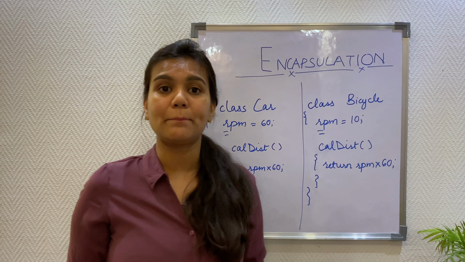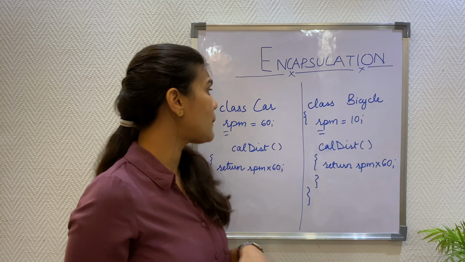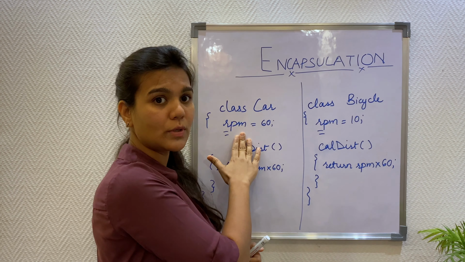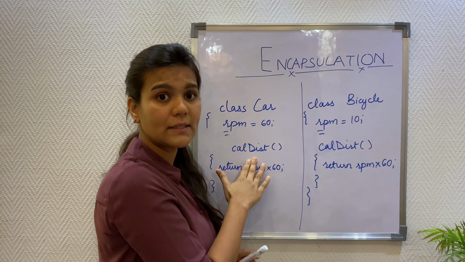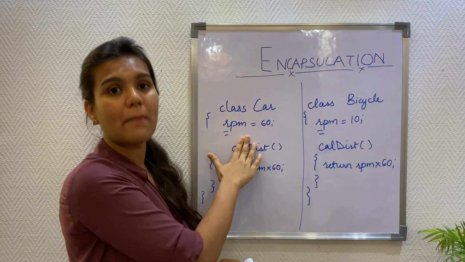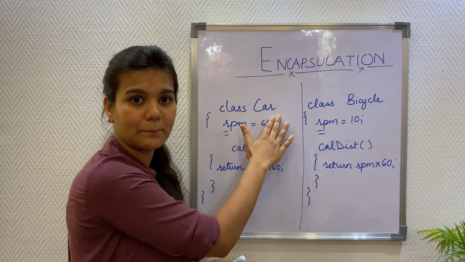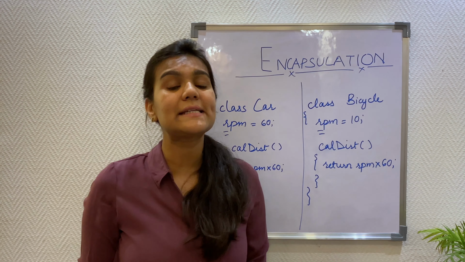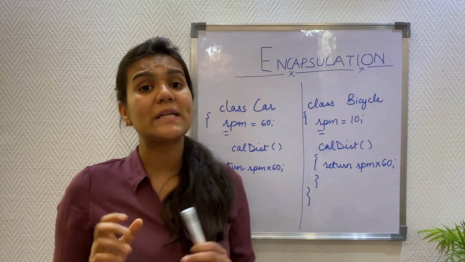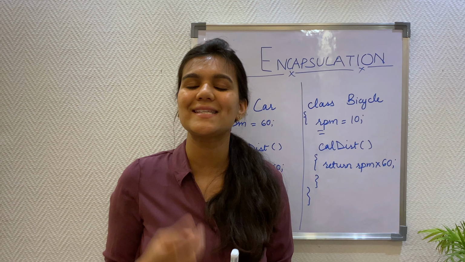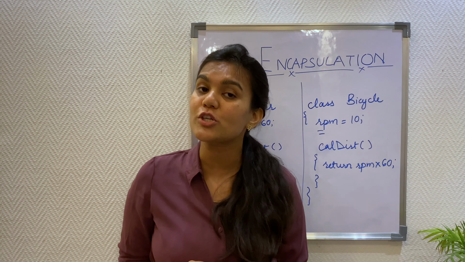Going back to the example from my previous video where I spoke about car and bicycle, I have taken the RPM attribute and the calculate distance method that operates on this RPM attribute, and all of this is wrapped into one class car. Encapsulating related data and methods into a neat software bundle is a simple yet powerful concept that provides 2 benefits. 1. Modularity.